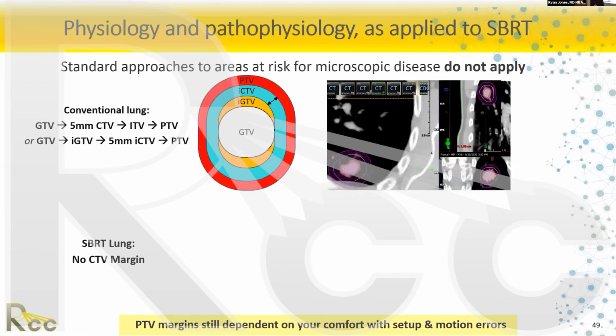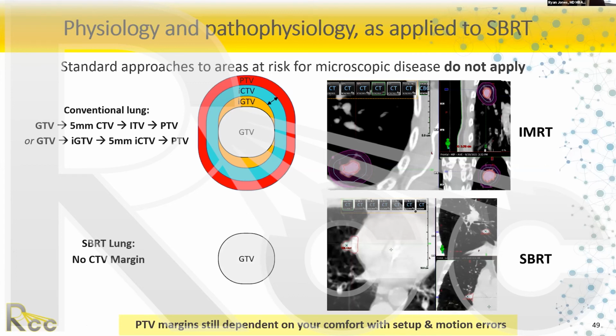Then you add on your planning target volume. So what allowance do you want for errors in alignment each day? Depending on how you're going to image the patient and how you set them up, this can vary. In this example here, it was 5 millimeters. We do daily cone beam CT imaging.